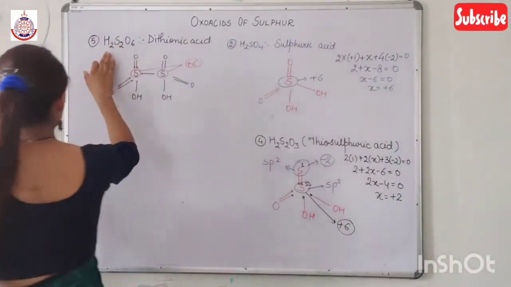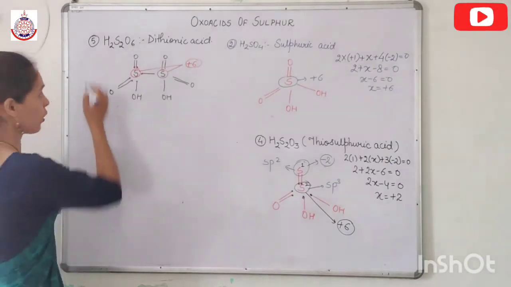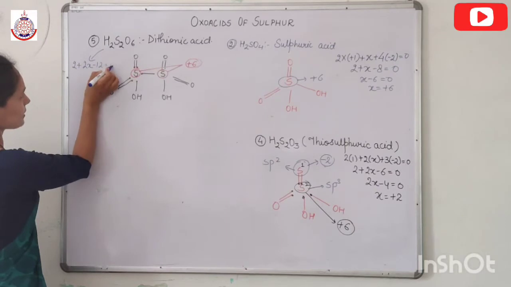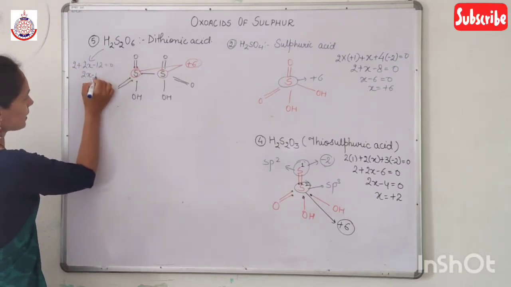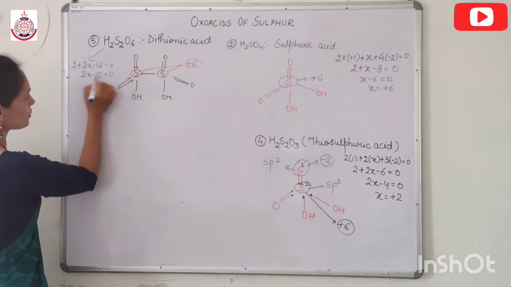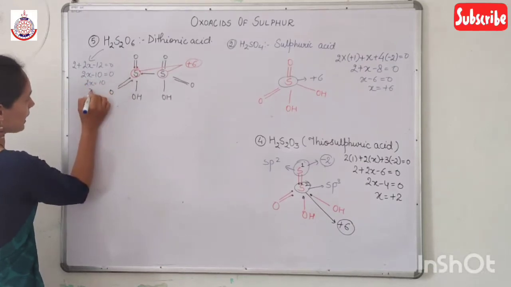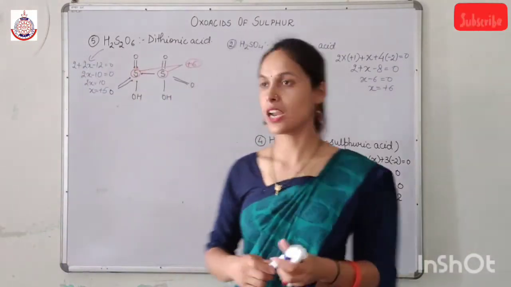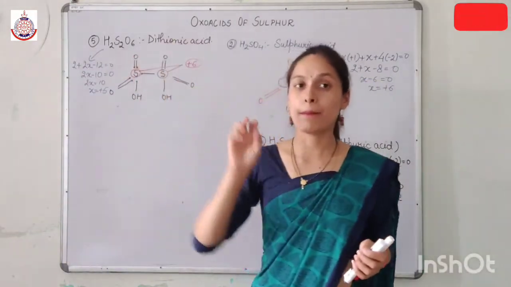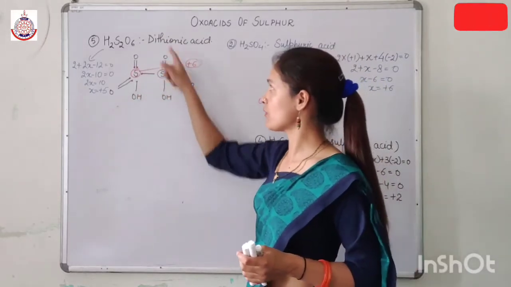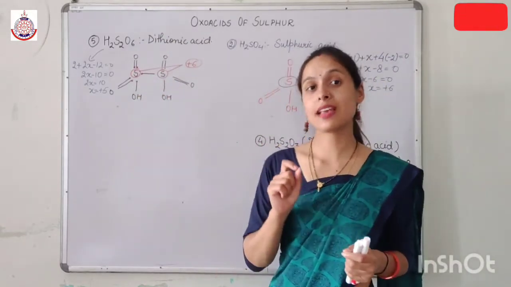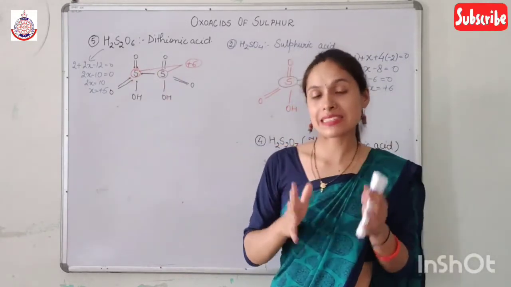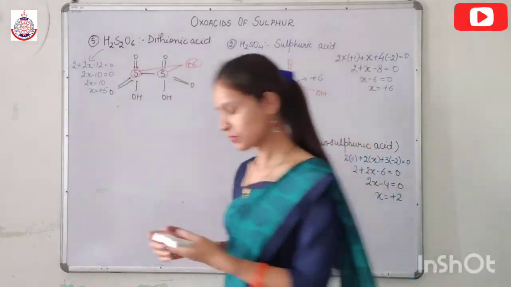Now if I calculate with the normal method, it becomes 2 plus 2x minus 12 equals 0. 2x minus 10 equals 0. 2x equals 10 and x equals plus 5. So plus 5 is the general oxidation state of H2S2O6, but the oxidation state of both the sulfur in dithionic acid is plus 6. And with the help of the structure, we can easily calculate the oxidation state.